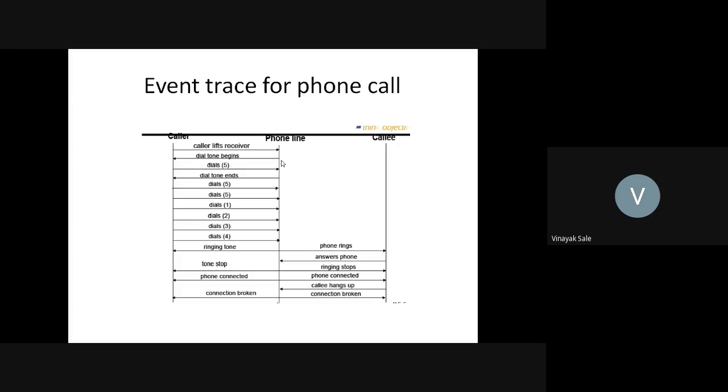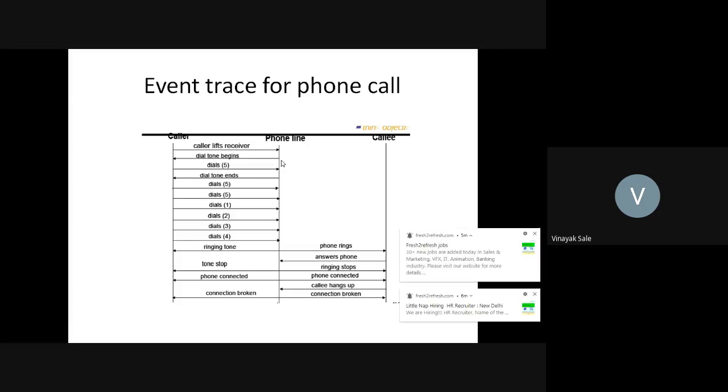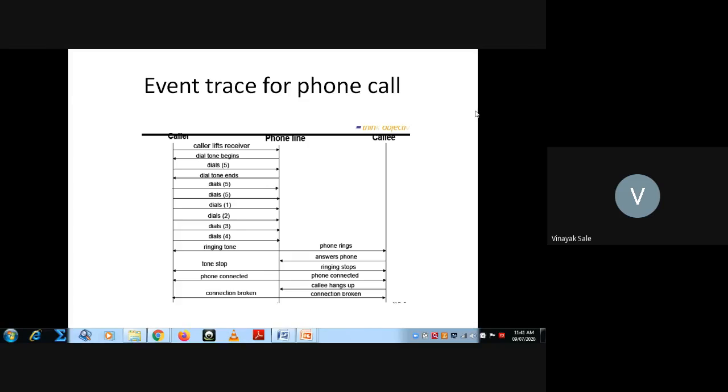On the receiver side, whenever the callee lifts the receiver, the callee starts answering the phone, then the tone stops, and the phone is connected. Whenever we want to disconnect the phone, the callee hangs up the phone line and the connection is broken.